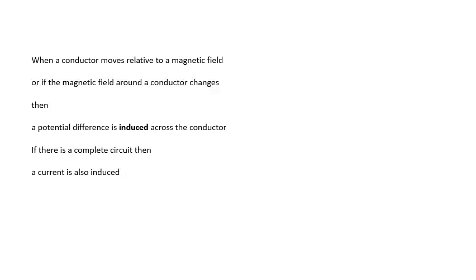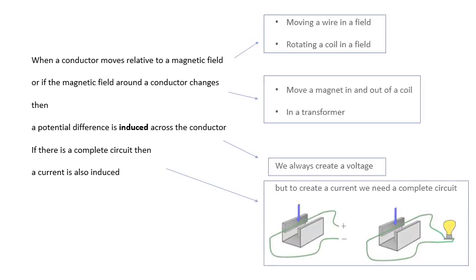Well, when a conductor moves relative to a magnetic field, so either the field moves or the conductor moves, or if the magnetic field around a conductor changes, if it gets stronger or weaker, then a potential difference is induced across the conductor. To induce something means to make it happen. A potential difference, a voltage, is induced across the conductor. And if you have a complete circuit, then you can also get a current.